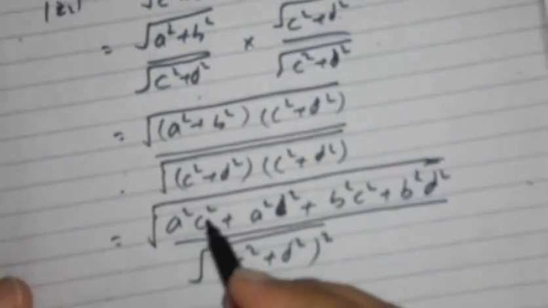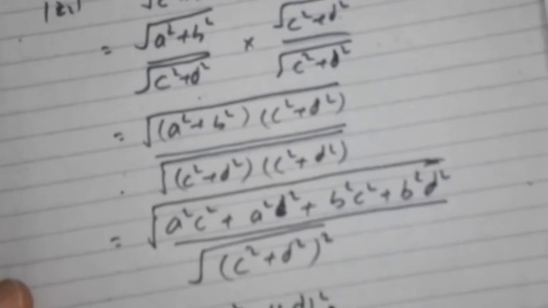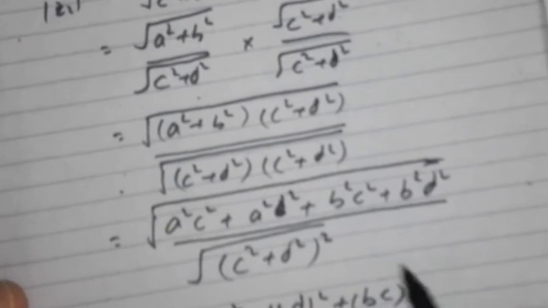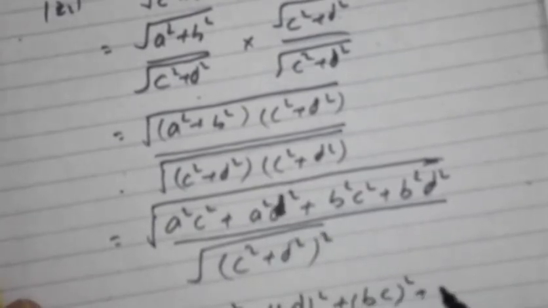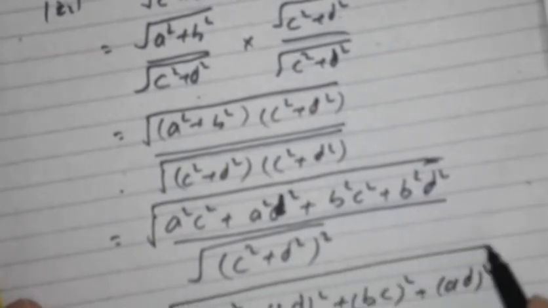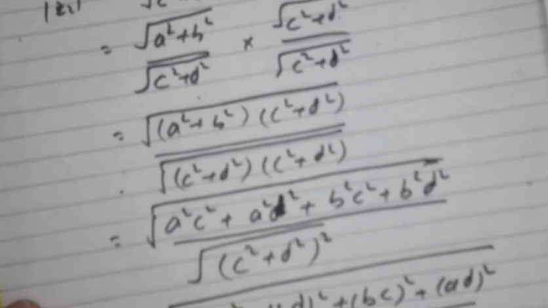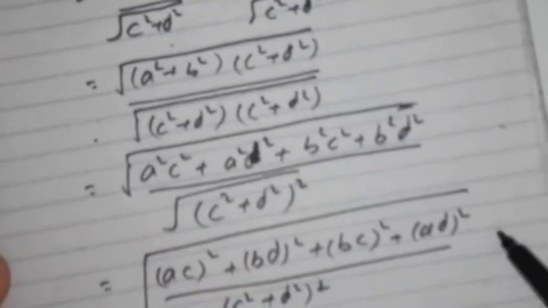Now we can write a square c square as (ac) whole square. Similarly, b square d square is (bd) whole square, and b square c square is (bc) whole square, and a square d square is (ad) whole square under the root, divided by (c square plus d square) whole square. We will take these two in a single under root. This is equation 2. Now compare 1 and 2.